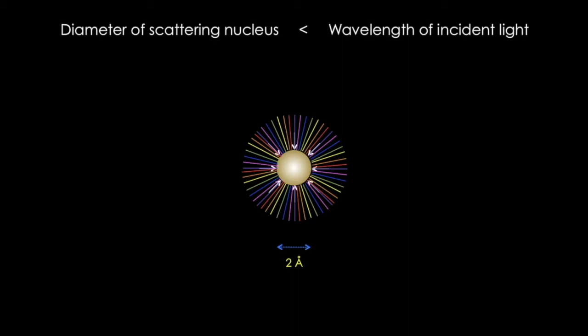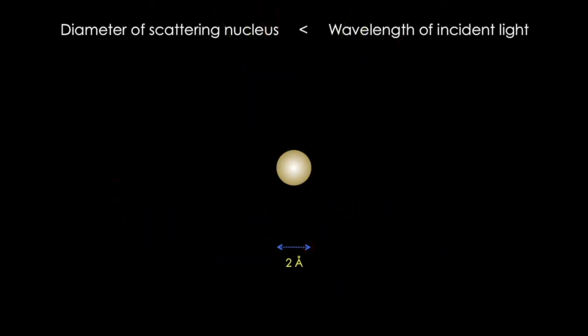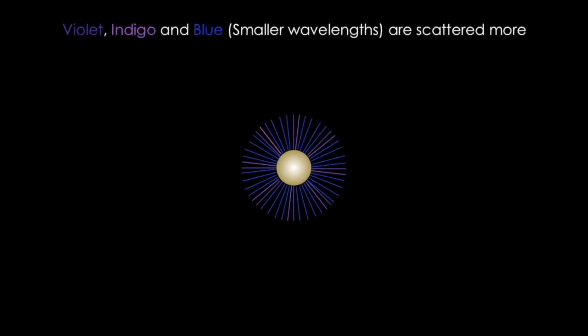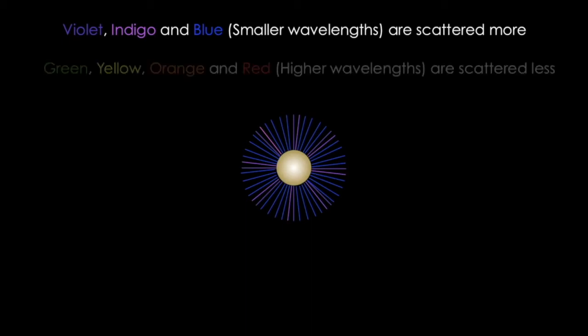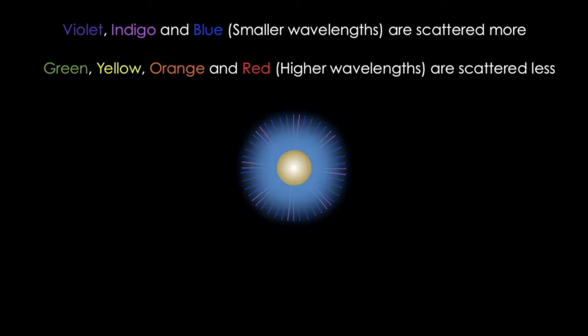So what happens? Now violet, indigo and blue colors are absorbed by this nucleus and the other colors simply travel on. And since the violet, indigo and blue colors are absorbed, they are the ones to be re-emitted. So the violet, indigo and blue colors, the colors which have smaller wavelengths, are scattered more, whereas the green, yellow, orange and red, the higher wavelengths, are scattered less, and hence this molecule is going to appear blue in color.